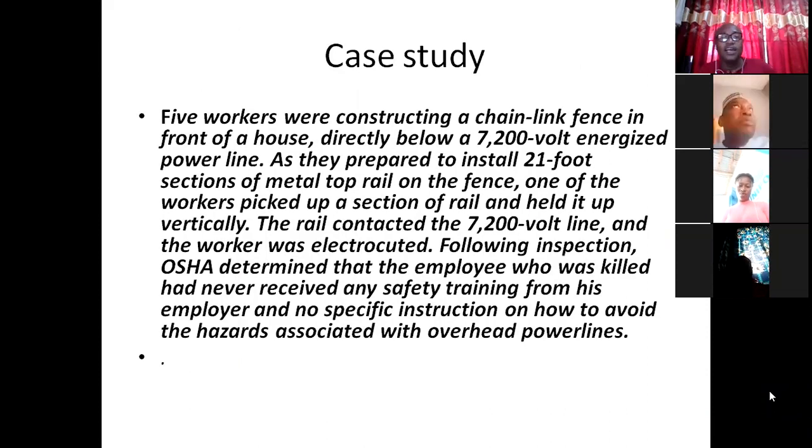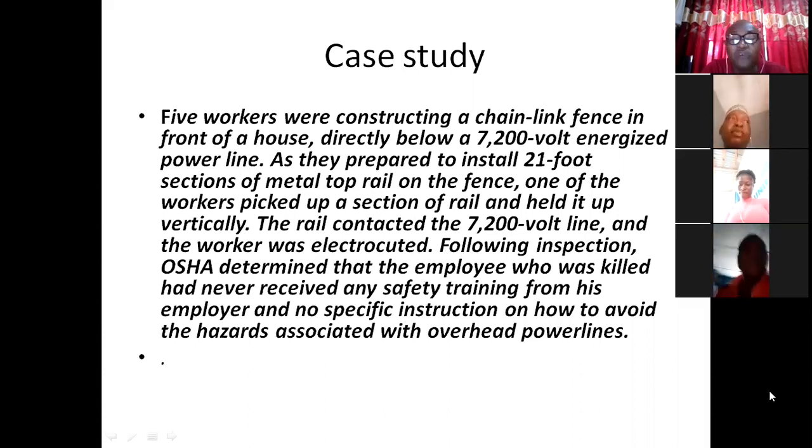Yes, sir. Let's look at another case study. Five workers were constructing a chain link fence in front of a house, directly below a 7,200 volt energized power line. As they prepared to install the 21-foot section of the metal top rail, one of the workers picked up a section of the rail. The rail contacted the 7,200 volt line, and the workers were what? Electrocuted. What happened here?